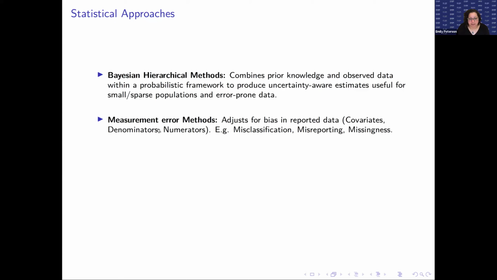The second type of methodology that we incorporate is measurement error methods. So this adjusts for bias in reported data when we know what kind of bias there is. This can include things like misclassification, misreporting, missingness, sparse data. We're able to adjust and correct for the error that's in the data if we have some sense of the extent or the degree of that bias.